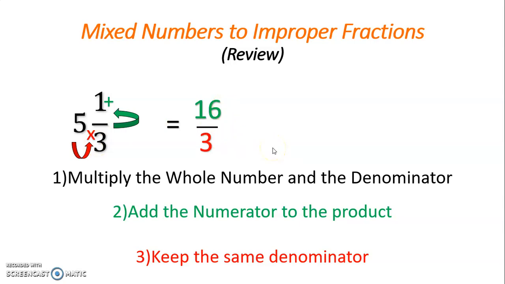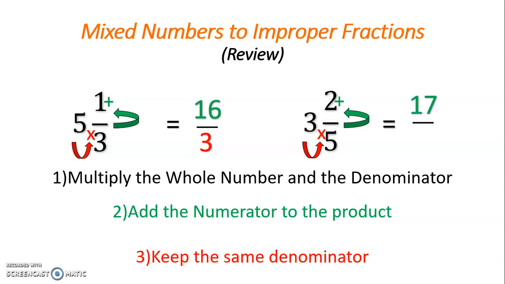We'll review another one just to make sure we've got it. 3 2/5. So with step 1, we'll multiply the whole number and the denominator. 3 times 5 is 15. We'll add the numerator. Plus 2 will give us 17, and we'll keep the same denominator of 5. So 3 2/5 as a mixed number will convert to 17/5 as an improper fraction. That is one of the steps that we will need to use in the very beginning to multiply mixed numbers.